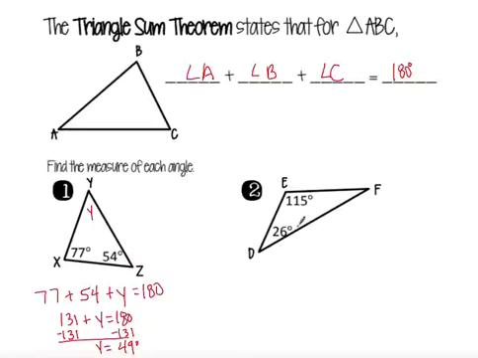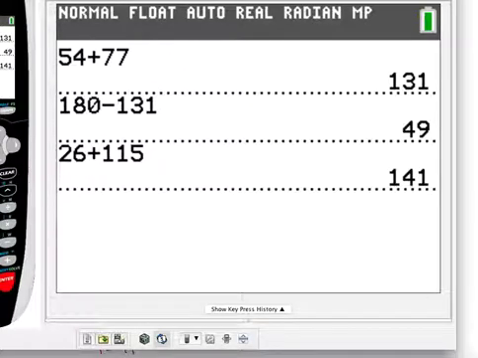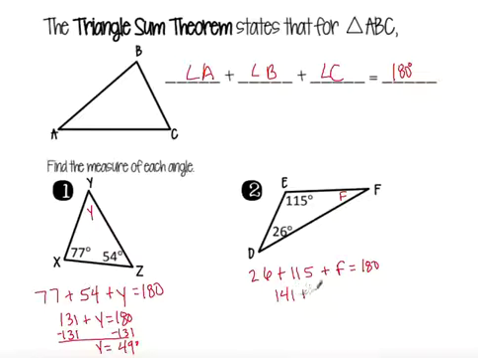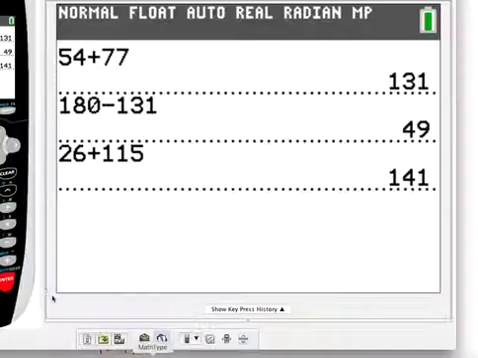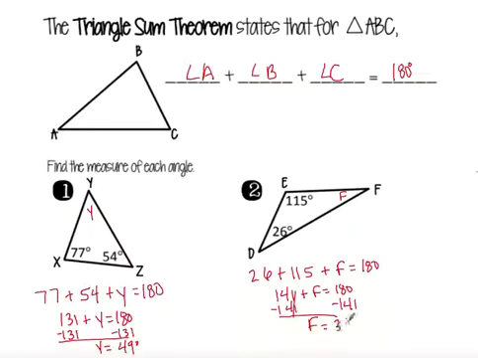You try number 2. So on number 2, I'm going to let this angle that I don't know be angle F. And so I'm going to say all 3 angles added up together should equal 180. So if I do 26 plus 115, that gives me 141 plus F equals 180. I want to get F by itself, so I'm going to subtract 141 from both sides. And whenever I do that, I'm going to get that F is equal to 180 minus 141. And that would give you 39. So angle F would be equal to 39 degrees.